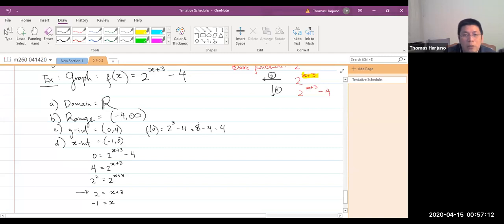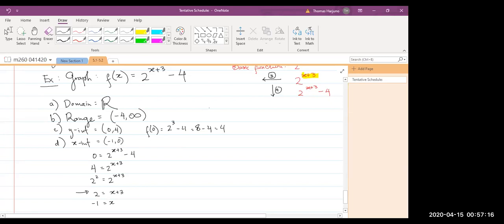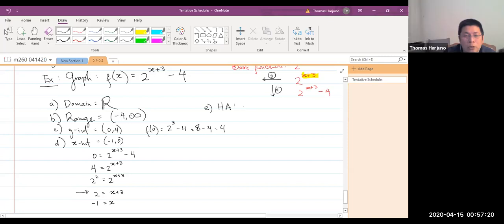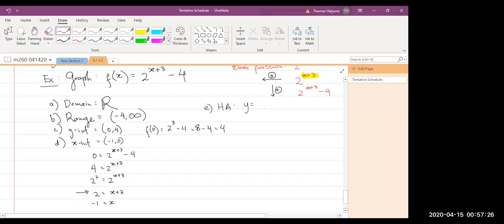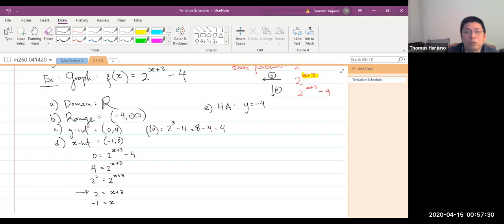How about the horizontal asymptote? It'll be how much you moved it down. Originally y equals 0. You move down 4, it becomes y equals -4. Okay, now let's see if we try to graph this.